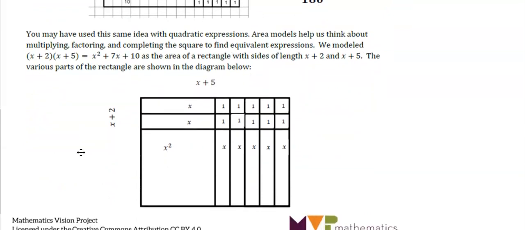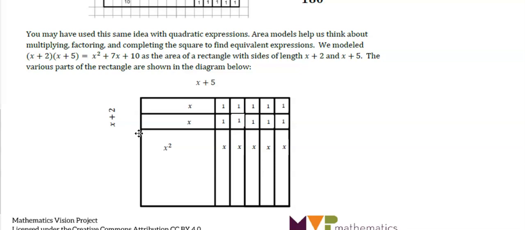Area models help us think about multiplying, factoring, and completing the square to find equivalent expressions. You'll learn more about completing the square in an upcoming unit. We modeled x plus 2 times the quantity x plus 5 equals x squared plus 7x plus 10 as the area of a rectangle with sides of x plus 2 and x plus 5. The various parts of the rectangle are shown in the diagram below.